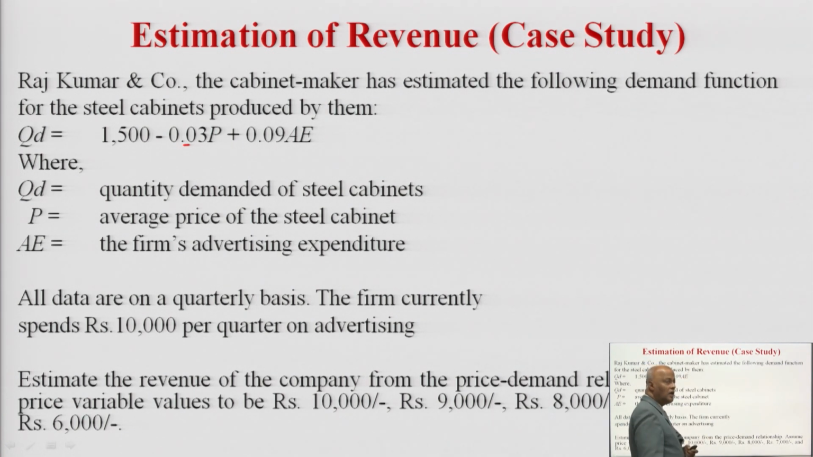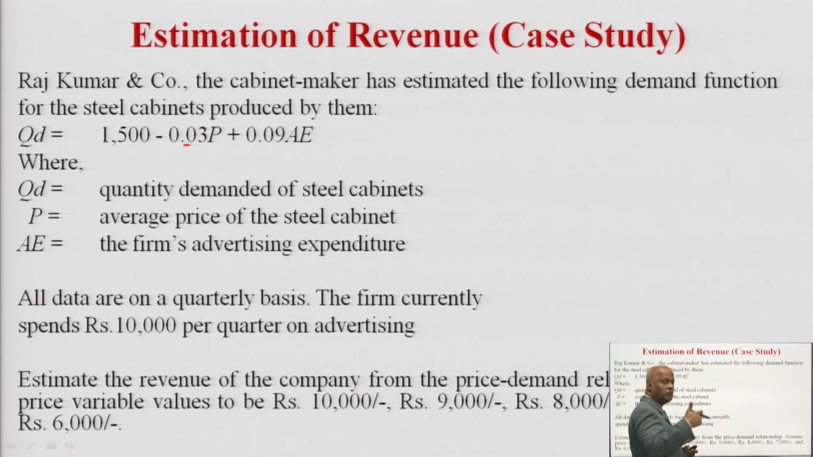Now, you might be wondering where this 0.03 is coming from, and similarly how the 0.09 is calculated. These coefficients are calculated through regression analysis, which you will know from the business statistics course. So, from there, given the price values in different quarters, the advertisement expenditure, and the quantity demanded or the sales figure of that particular company, that is Rajkumar and Company.